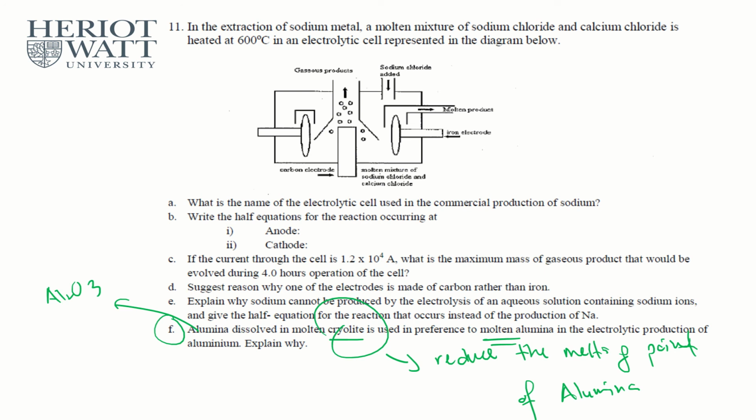So basically, they are trying to ask what is the function of the molten cryolite. It's just to reduce the melting point of the alumina. Another reason is that the cryolite helps to increase the conductivity of the electrolyte because cryolite is also an ionic compound that contributes free moving ions.